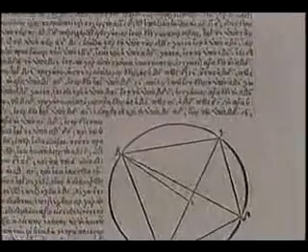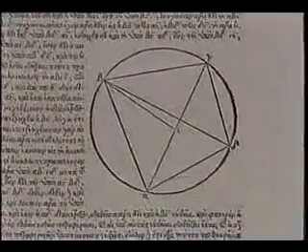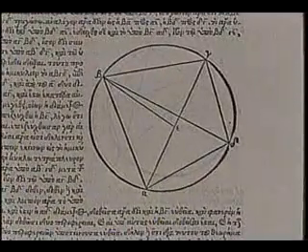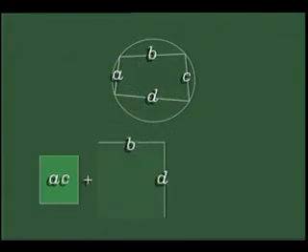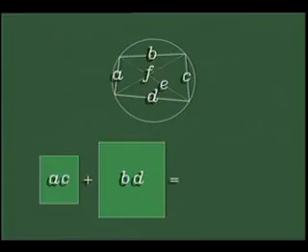Ptolemy himself proved the addition formula in another way, using a remarkable property of quadrilaterals that can be inscribed in a circle. A quadrilateral is a polygon with 4 sides. Not every quadrilateral can be inscribed in a circle, but for those that can, the product of the lengths of these two opposite sides plus the product of the lengths of these two opposite sides is equal to the product of the lengths of the two diagonals.